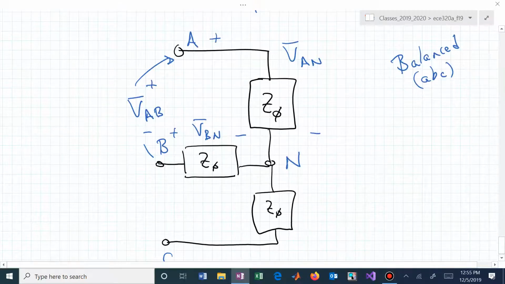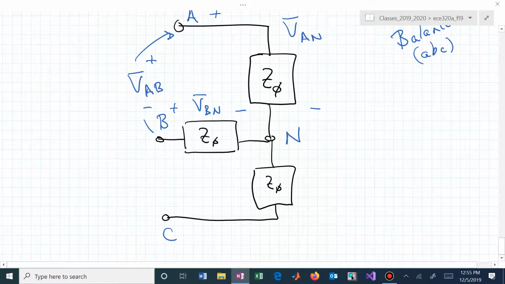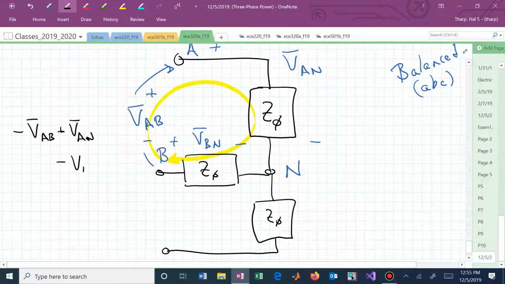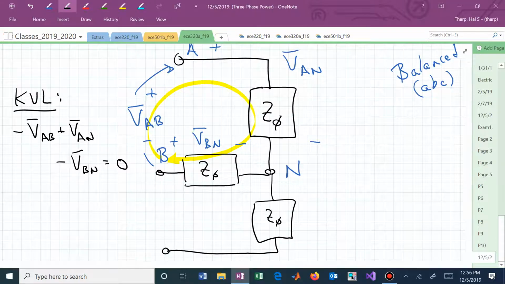By simply doing a KVL there in terms of these variables, we can now say, oh, minus V sub AB plus V sub AN, I ran out of room, minus V sub BN, and then I'm back where I started. We okay with writing KVL in that little loop? Now we've related line voltage, V sub AB, to phase voltages, V sub AN and V sub BN.